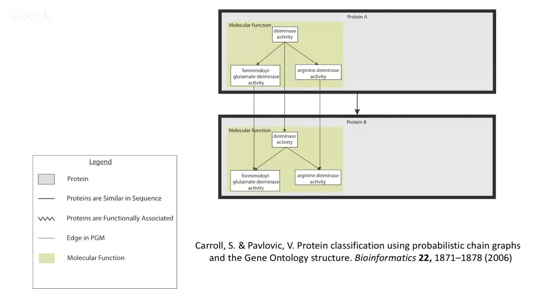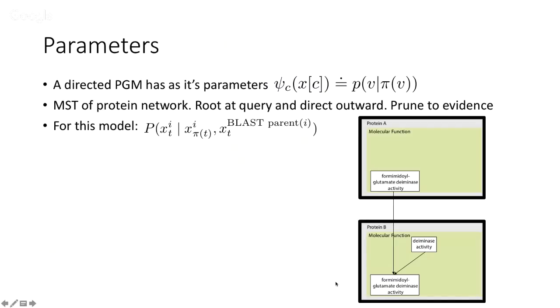So now that we've defined the structure of the model, that structure defines what form our parameters have. As I mentioned before, a directed probabilistic graphical model has its parameters, the probability of a variable given its parents. So the first thing we're going to try to do is get it into a directed form. To do that, we take the protein network and make a minimum spanning tree of it. We root it at the query and direct it outward, and then we prune it. Then we end up with a reduced network that's directed and nice and concise.